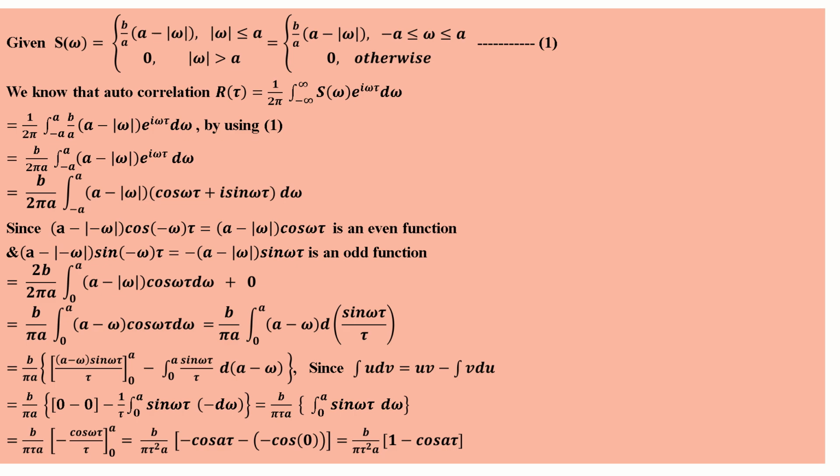So b by pi tau a. The integration of sin omega tau is nothing but minus cos omega tau by tau, right? Lower limit 0, upper limit a. So applying lower and upper limit, we are taking tau outside, b by pi tau square a, minus, applying upper limit a instead of omega, so minus cos a tau, minus applying lower limit, minus cos 0. Cos 0 is 1, minus into minus is plus. So we will get b by pi tau square a (1 minus cos a tau).